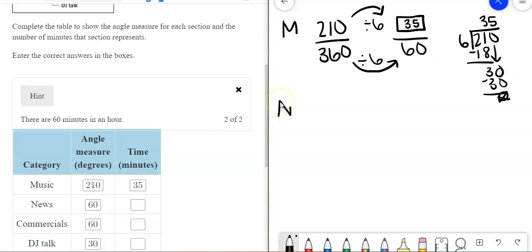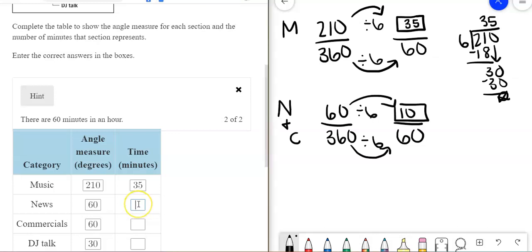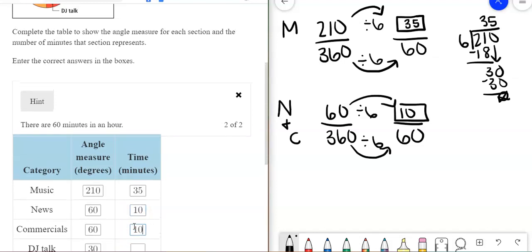I'm going to write for news. And we get 60. This is also commercial, so we get to write the same number down here. So 60 minutes or 60 degrees out of 360. Remember, an hour is 60 minutes. So we're going to find this box right here. Again, we're going to divide by 6. And 60 divided by 6 is 10. So we got lucky here because both of these are 60, so both answers will be 10.